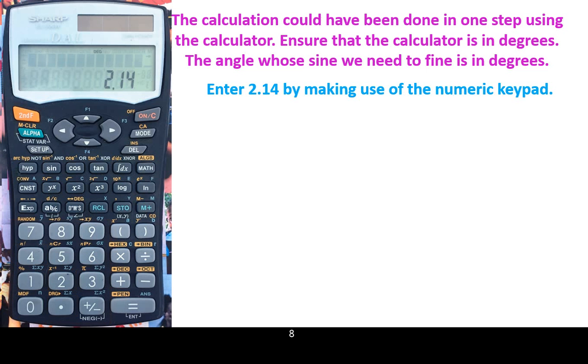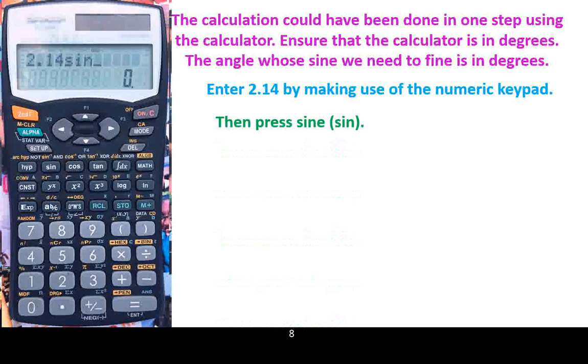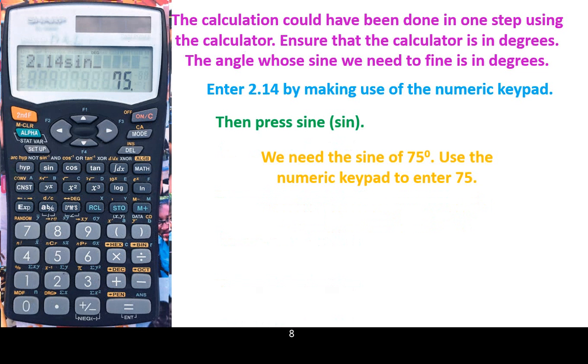So 2.14 sine 75. So we need to enter sine. Where do we find the sine? Then press sine as we have it on the screen. Right there. Press sine. And then we know what will follow. Sine 75. So 75 will be next. We need the sine of 75 degrees. Use the numeric keypad to enter 75. That's what we will do next.